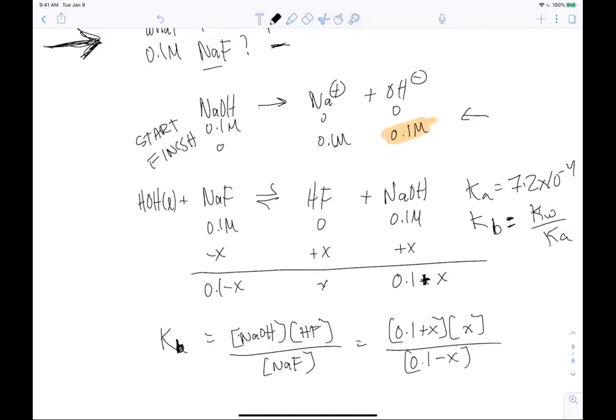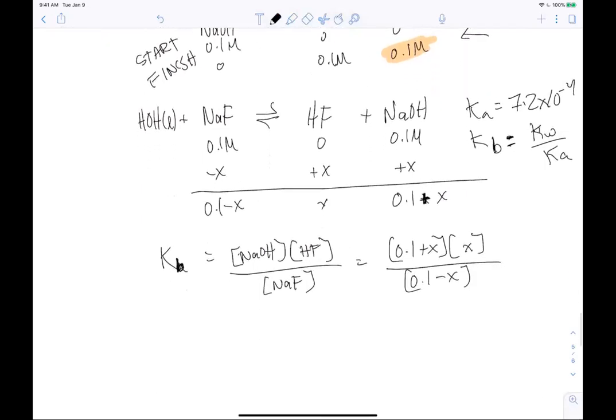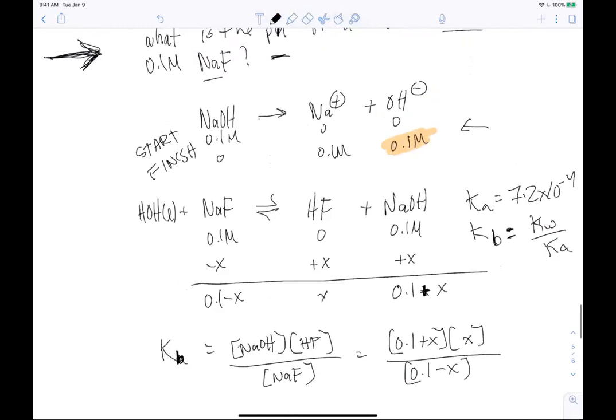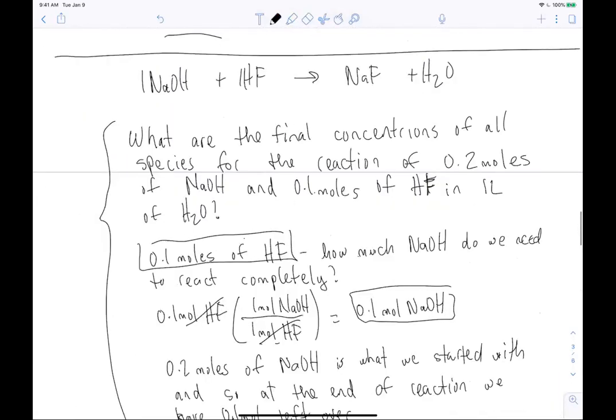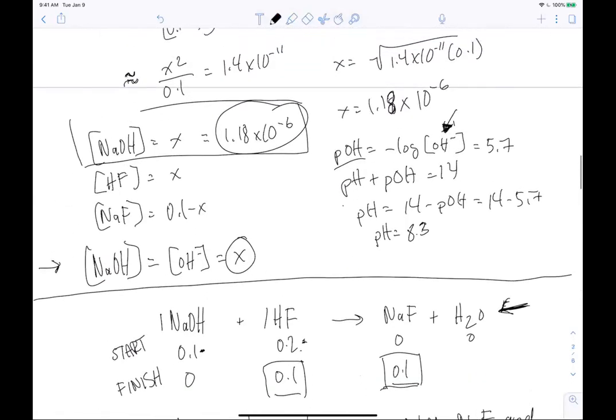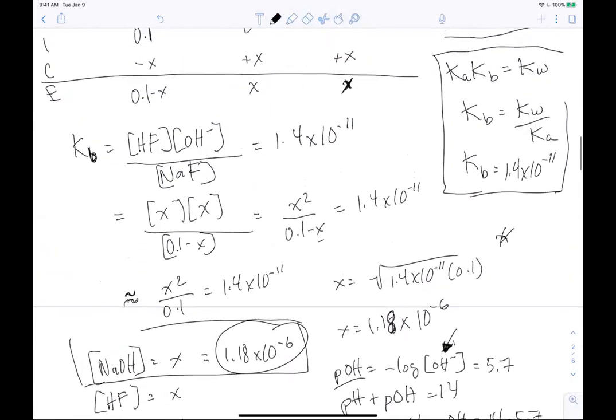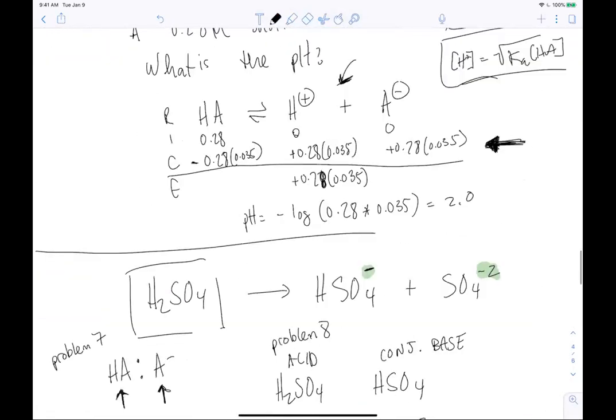So you'd end up with X something something. Well, it might not be that bad to solve. But what you'll find is, part of me is tempted to just work it out because I'm curious. Let me go grab Kb from the top here. It's 1.4 times 10 to the minus 11.